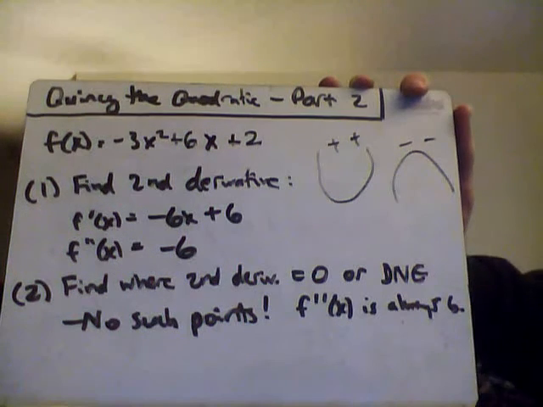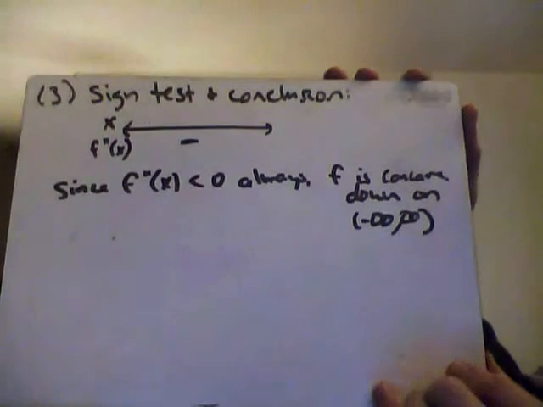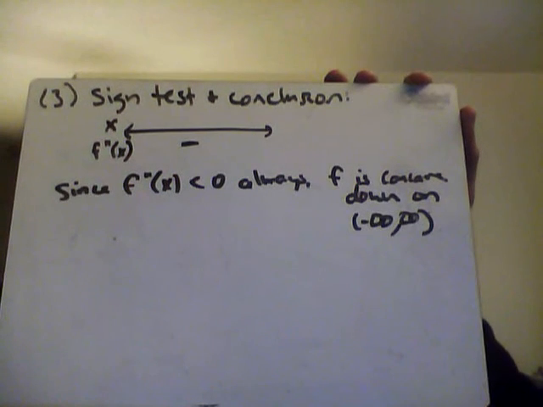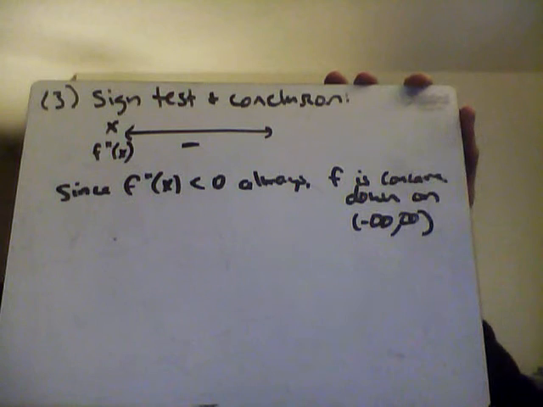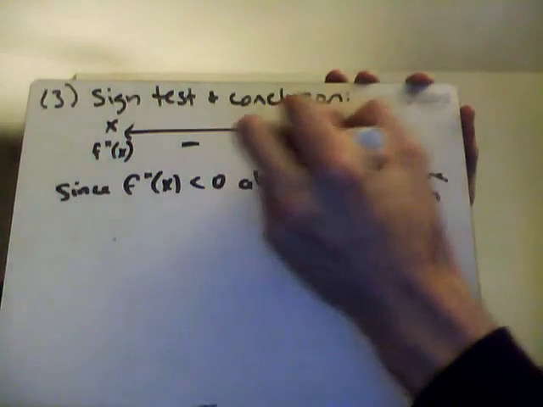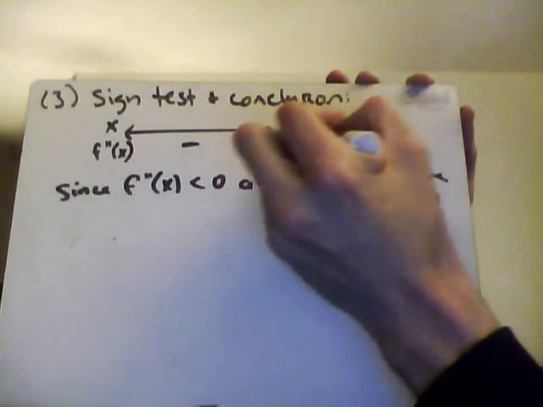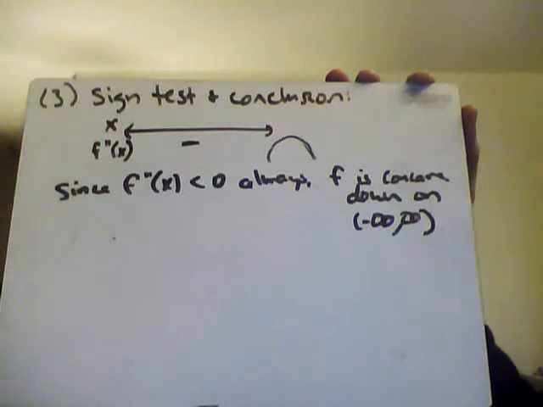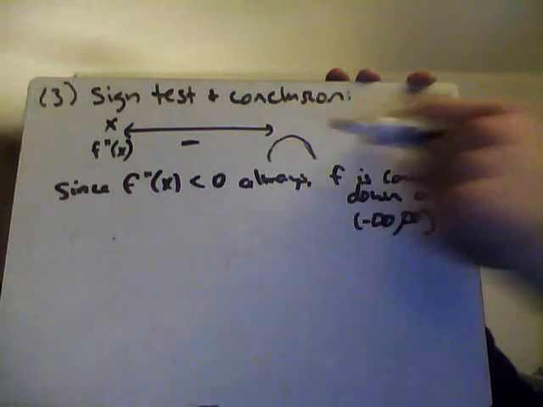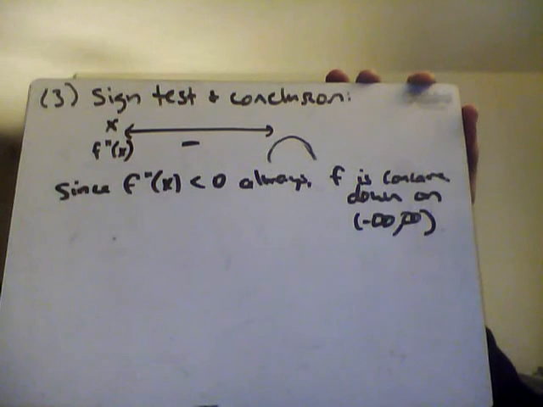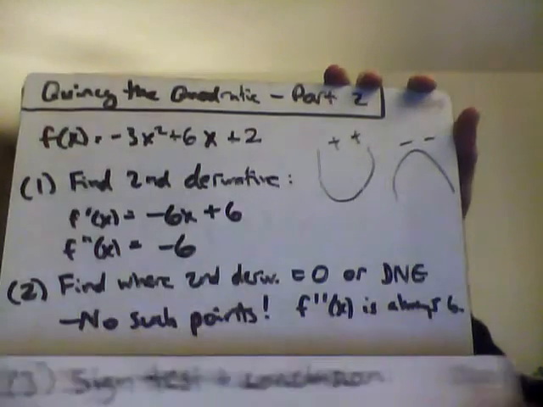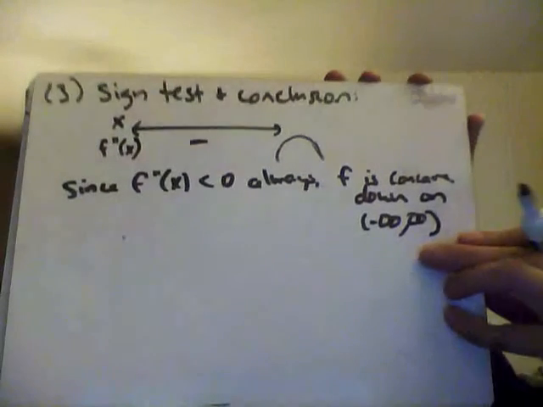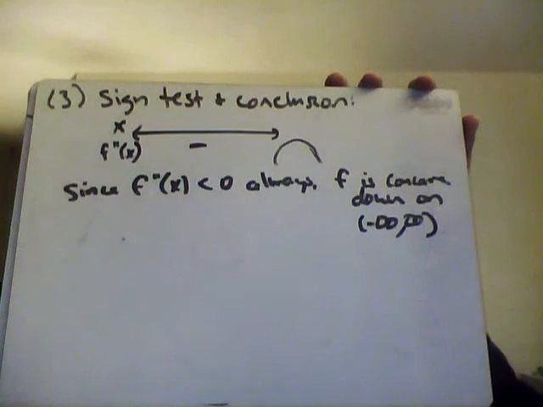This actually makes our lives pretty easy because when we go to do our sign test, there are no critical values and the second derivative is always negative, which means the function always looks down like a frown. Like if we were to have water in a cup and poured it over, we would have a concave down function. Since f double prime is less than 0 always, f is concave down on the interval negative infinity to infinity.